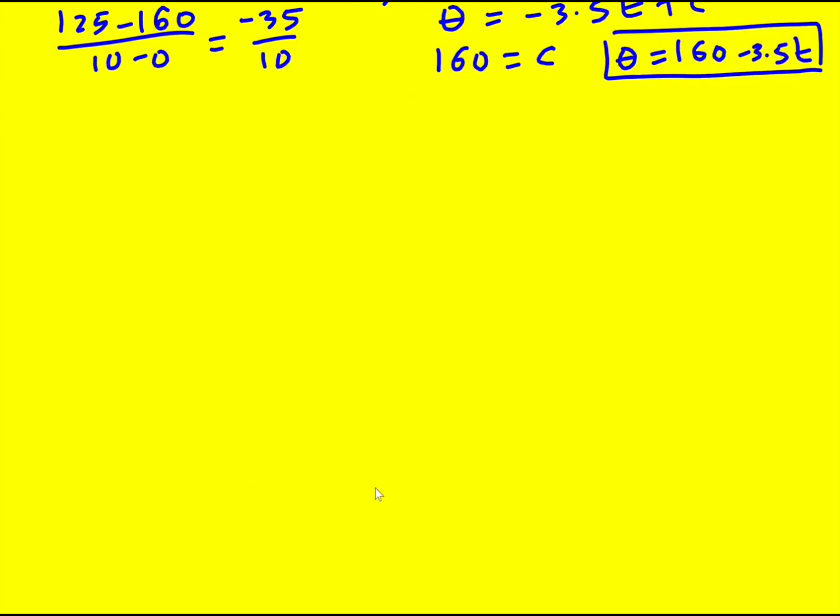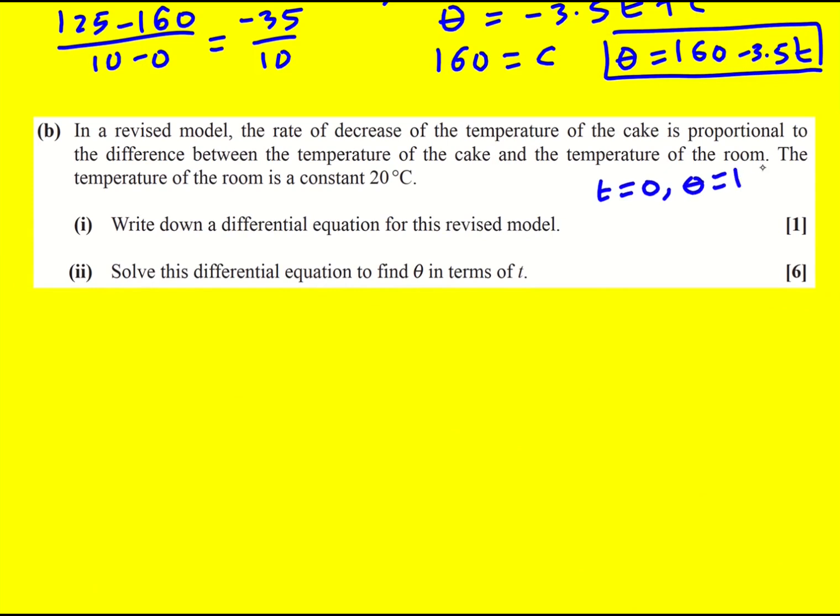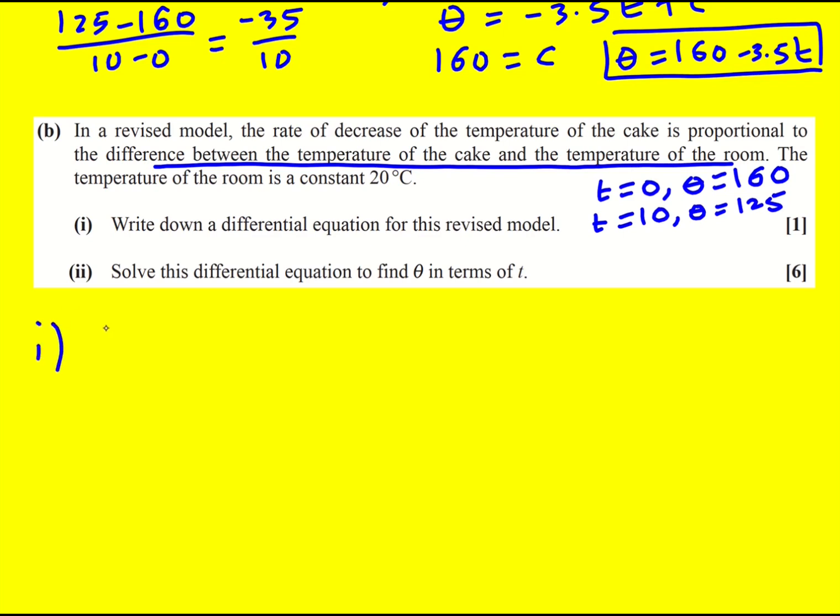Part B moves us on to a revised and more realistic model. Just want to say that we've still got t is 0, theta is 160, and t is 10, theta is 125. These are two important conditions that we need. So now the rate of decrease is proportional to the difference, this is a bit technical, between the temperature of the cake and the temperature of the room. Okay, write down a differential equation.